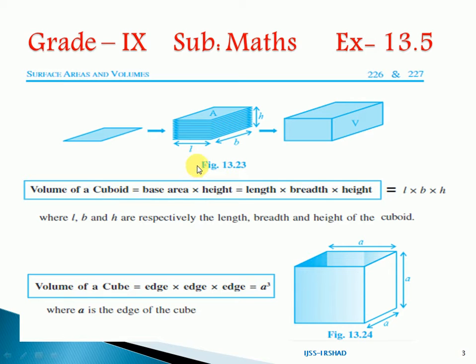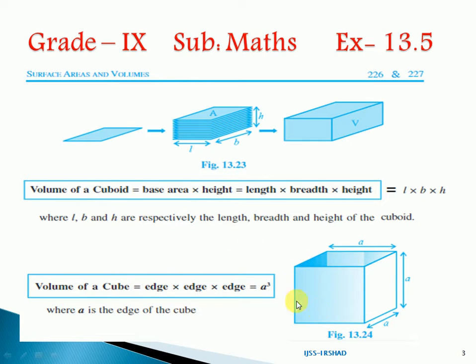The volume of the cuboid means the area of base multiplied by height. The area of the base is a rectangle, so it will be length into breadth. So ultimately the volume of a cuboid is equal to length into breadth into height. You can write it like this: L into B into H, or LBH, where L, B and H are the length, breadth and height of the cuboid respectively.